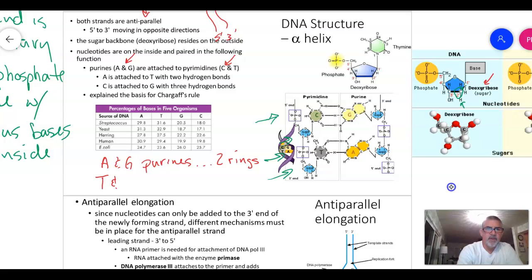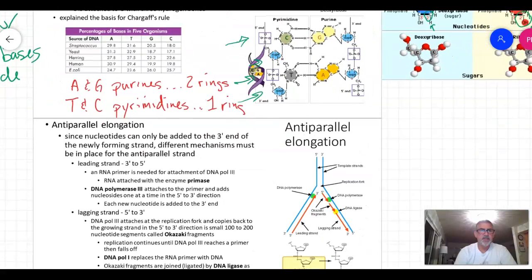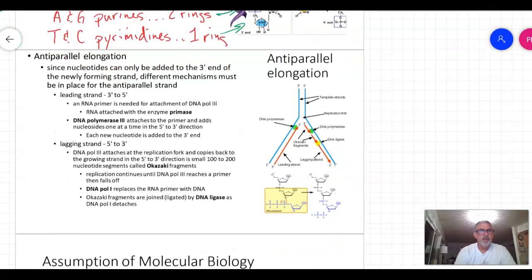T and C are pyrimidines, and they have 1 ring. So they're classified as purines and pyrimidines. You can tell them by the rings, or you can remember that A and G... we were told in college that agriculture is a pure science, and agriculture is AG. It was kind of stupid, but I still remember that to this day.